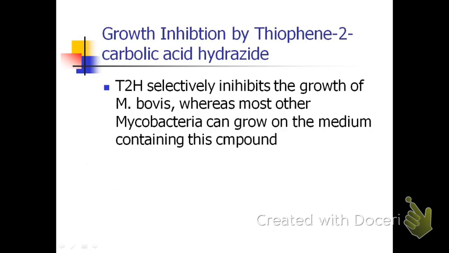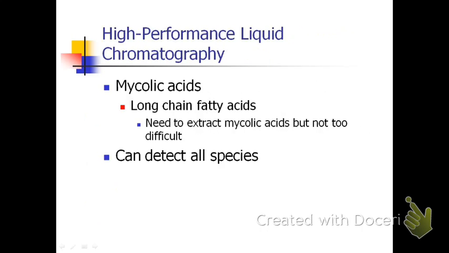Okay, so the TCH, or the thiophene carboxylic acid hydrazide, I did mention this a while ago. It inhibits the growth of M. bovis, but the other Mycobacterium can grow in the presence of the TCH. You can also do HPLC. HPLC is used for the isolation of a particular compound, such as the mycolic acid. Mycolic acid is a common denominator for all species of Mycobacterium. But you need to extract it, and it's kind of difficult for you to extract mycolic acid.